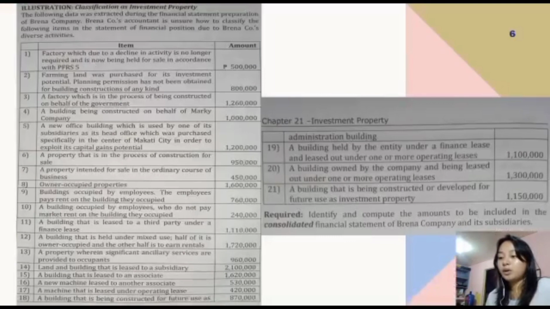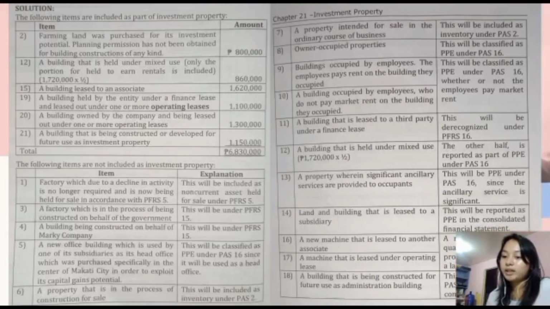A factory which is in the process of being constructed on behalf of the government. So this will be under PFRS 15. A building being constructed on behalf of a customer company. This will be under PFRS 15 also. So a new office building which is used by one of its subsidiaries as its head office, which was purchased specifically in the center of Makati City in order to exploit its capital gains potential.